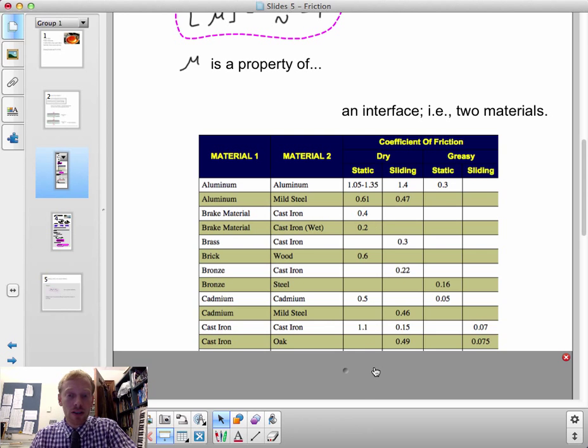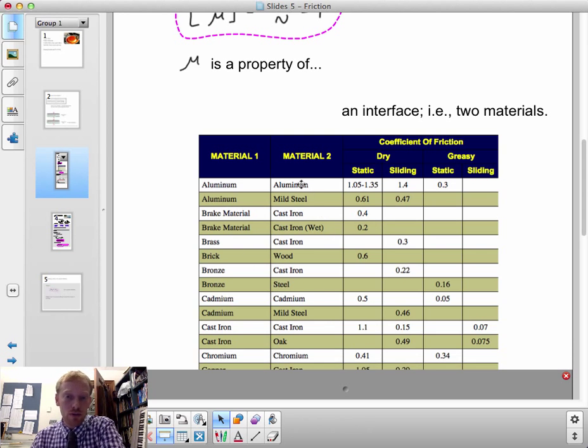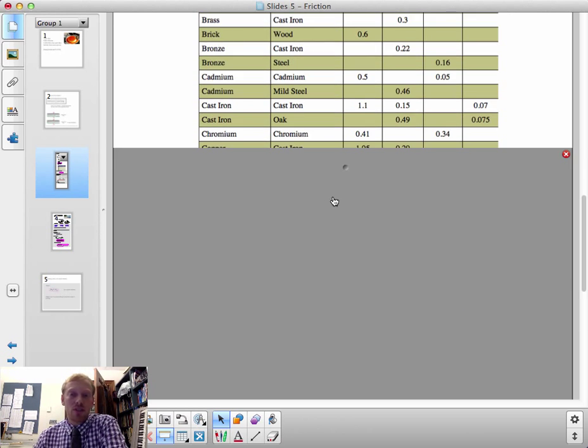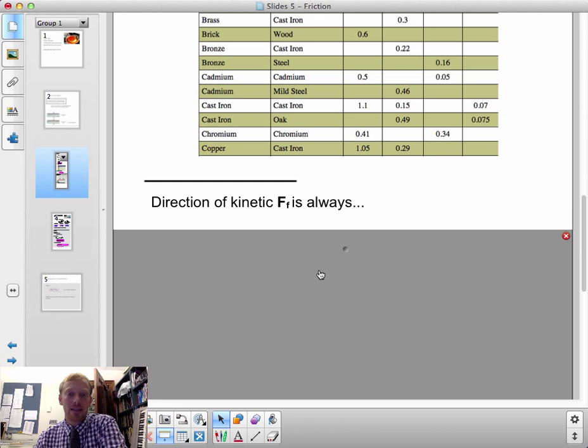Here's a little chart showing coefficients of friction for different pairs of materials, different interfaces, and you can see as a preview that the coefficient of sliding friction or kinetic friction is different than the coefficient of static friction. We'll talk about that in the next slide.